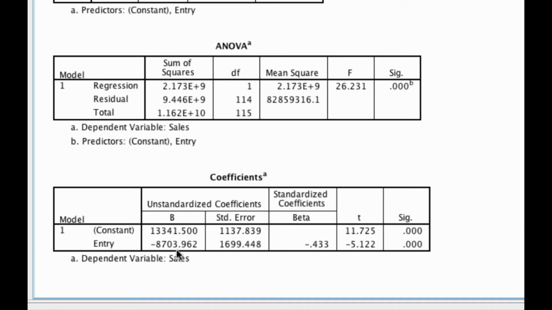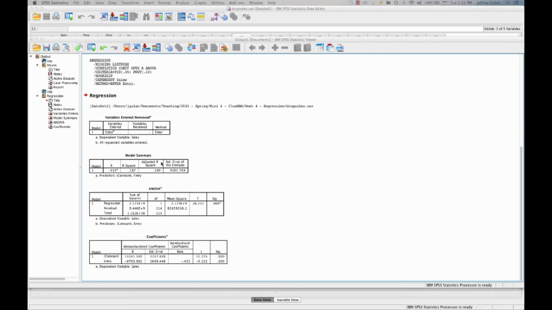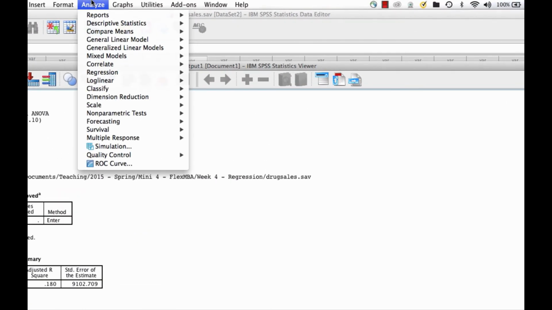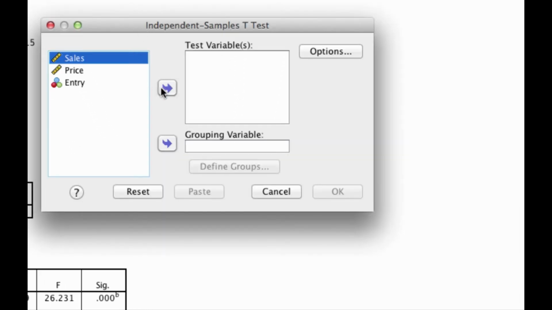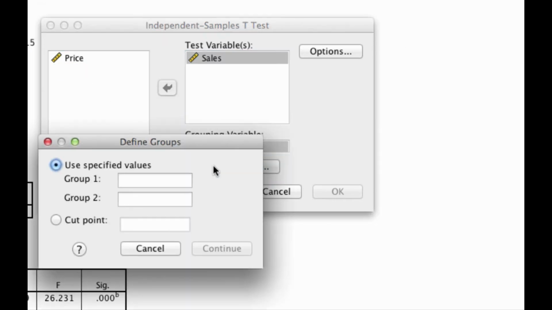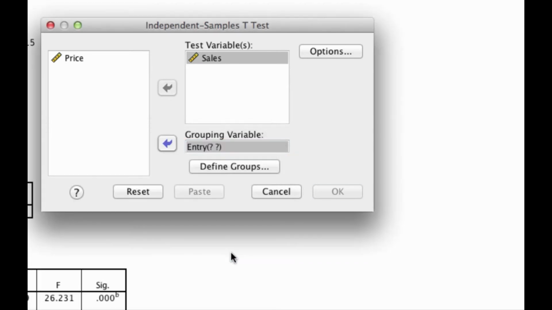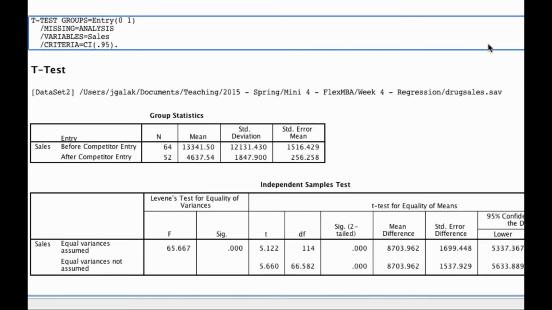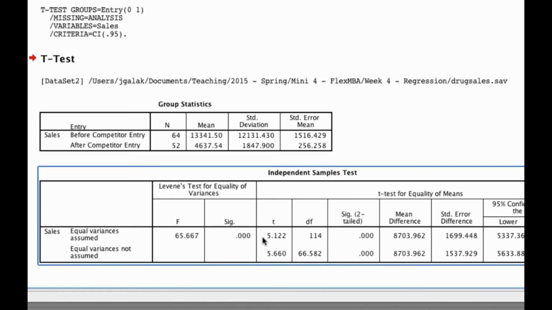Now you may be asking, why do I need a regression when I'm merely testing the difference in means across 2 different categories, entry, no entry? And you're right. So in fact, we can do the exact same thing with a t-test. If we say Analyze, Compare Means, Independent Sample t-test, we want to know the influence on sales as a function of entry, and we need to define our groups. This time there's 0 and 1. And if we run that, what we find is that there is in fact a highly significant difference.